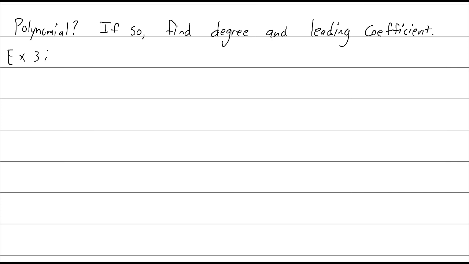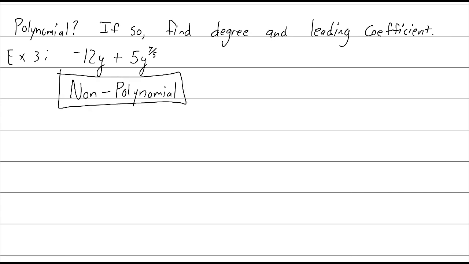we have negative 12y plus 5y to the 7/5 power. Okay, so I see that ugly 7/5 power, right? I don't like the fraction exponent. Luckily, we just talked about that, right? Polynomials have positive whole number exponents on the variables, okay? This is a positive fraction, okay? So this is a non-polynomial. So I'm not going to worry about this one. I don't have to find the degree because it's not a polynomial, so I can't answer the polynomial questions.